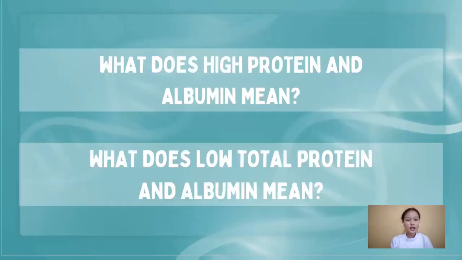What does high protein and albumin mean? Albumin is a protein in your blood plasma. Low albumin levels might be the result of kidney disease, liver disease, inflammation, or infections. High albumin levels are usually the result of dehydration or severe diarrhea. But what does low total protein and albumin mean? Hypoalbuminemia is a condition where the body doesn't produce enough albumin, a protein that's responsible for keeping fluid in your blood vessels. The condition is ultimately a symptom of another condition. Treatment to address the underlying condition can improve albumin protein levels.